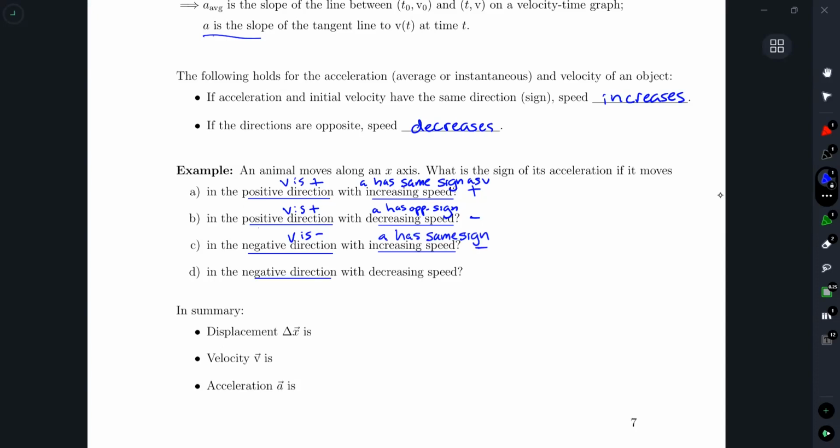And last, in the negative direction with decreasing speed is the other one, right? Positive. Because decreasing speed means acceleration has the opposite sign.